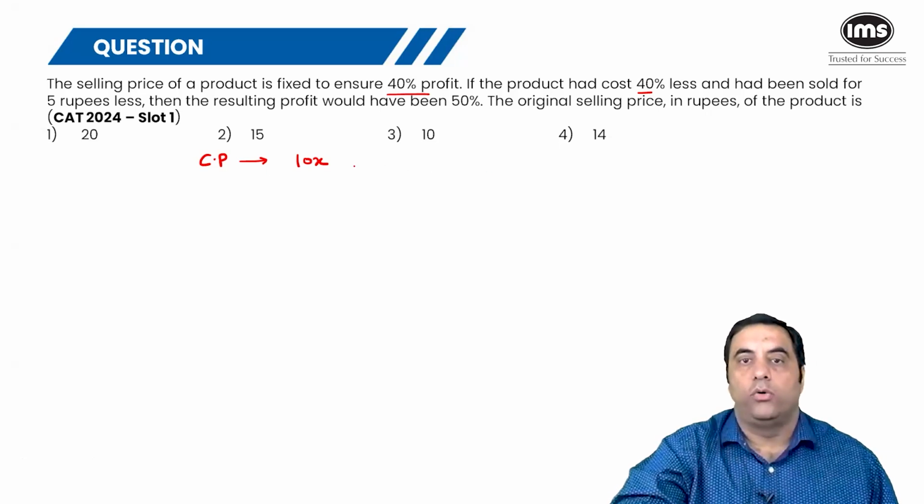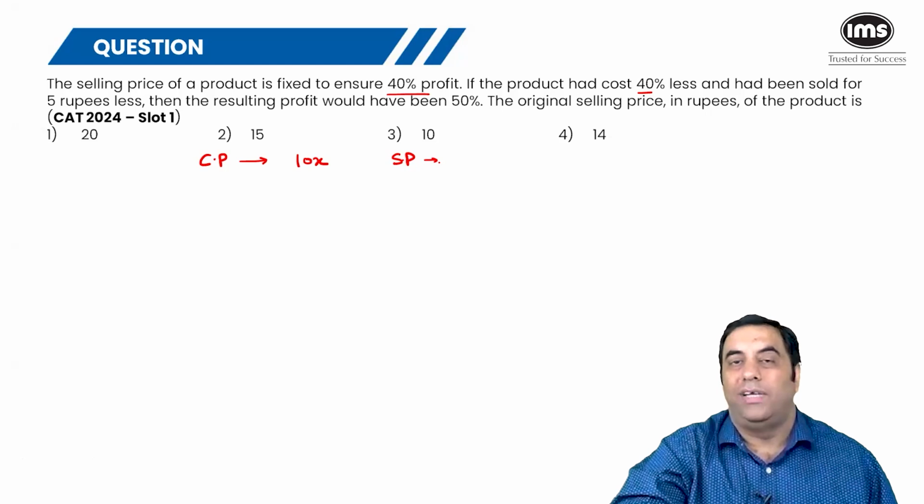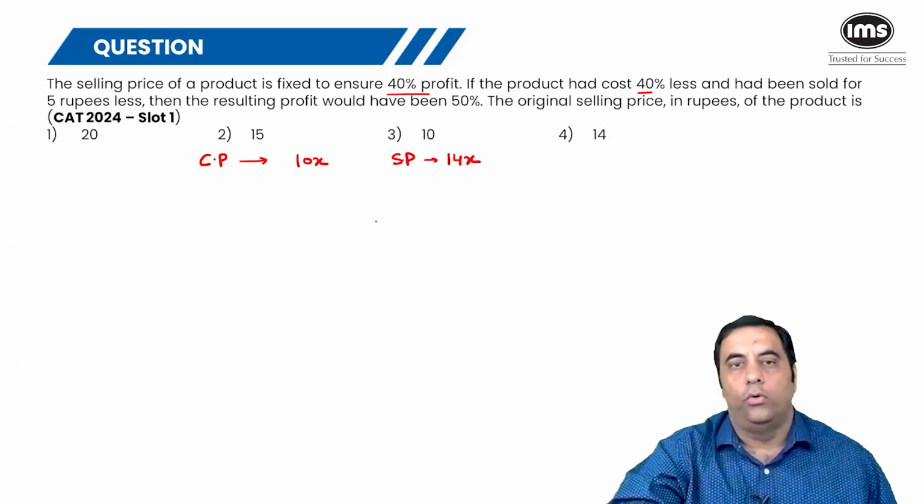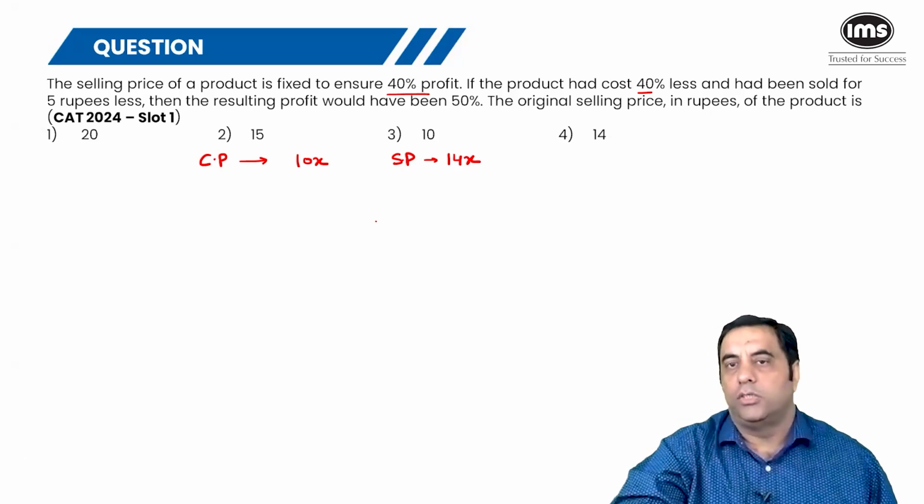So if my cost price is going to be 10x, straight away I can say my selling price will be, since it is 40% profit, 40% of 10x, which is equal to 4x. Hence my selling price will become 14x. So that means I got to know the cost price is 10x and the selling price is going to be 14x.